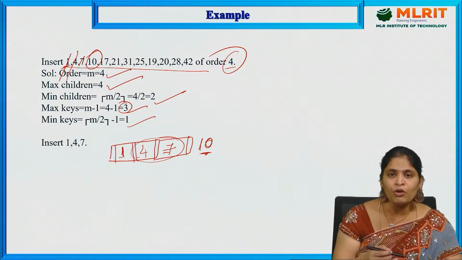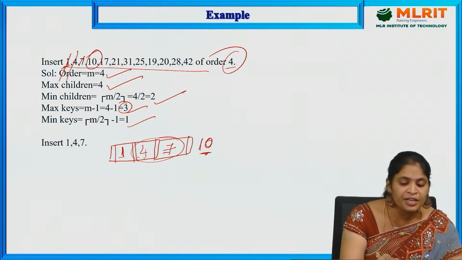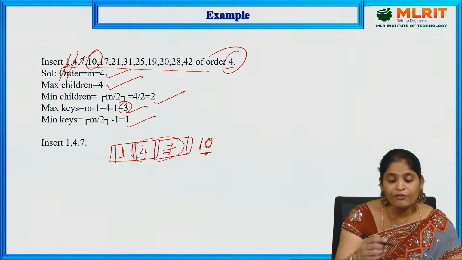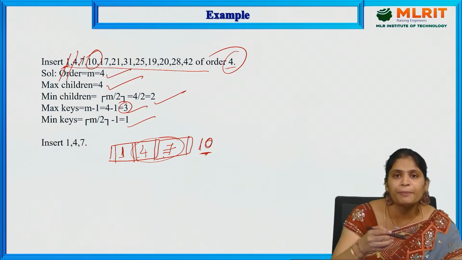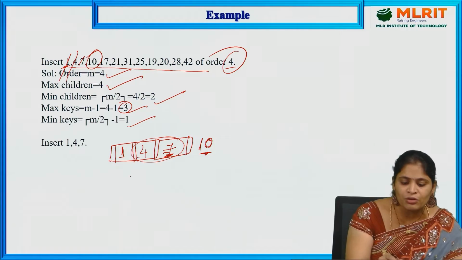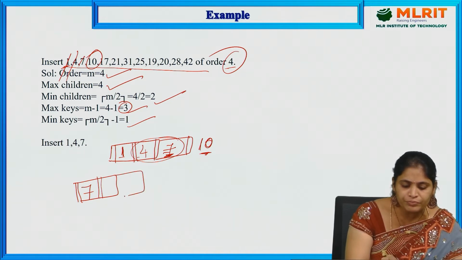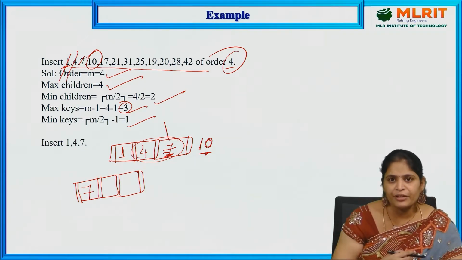From these 2, we can consider either 4 or 7. If at all I consider 4, then it is called as left biased. Okay. If at all I consider 7, that is what the right part, then it is called right biased. So, if at all I consider 7, 7 can be taken as the root node. Why? Because I need to shift the 7 to the index level.